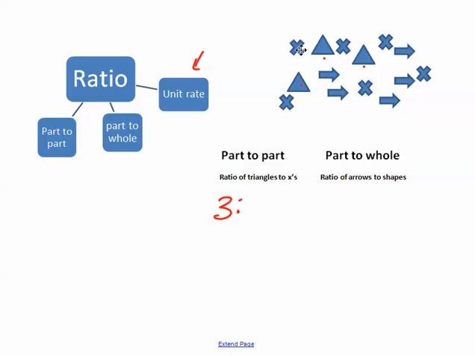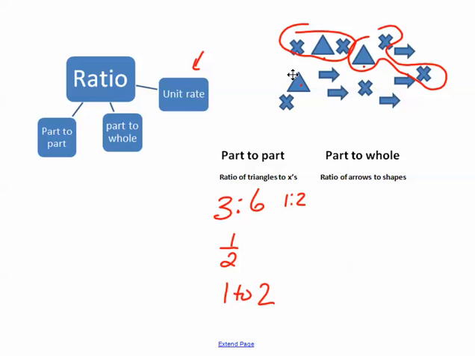And 6 X's, 1, 2, 3, 4, 5, 6. So 3 to 6 X's. Okay, so of course that's one way of writing it. I'm going to go ahead and simplify that as a 1 to 2 ratio. So I could also say 1 to 2 or 1:2. Basically what that means, for every one triangle, there are 2 X's. Okay? So that's part to part. I'm looking at two separate things, part to part.